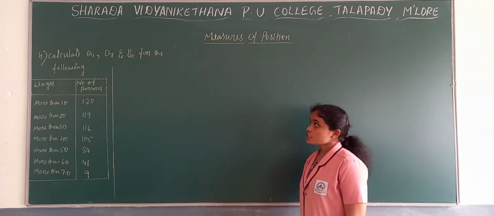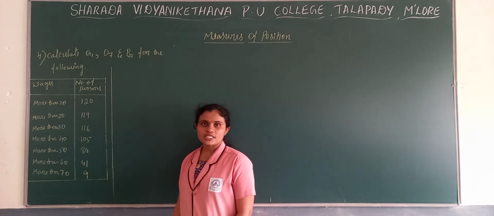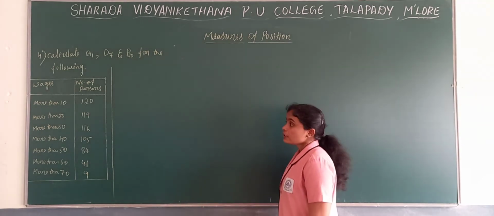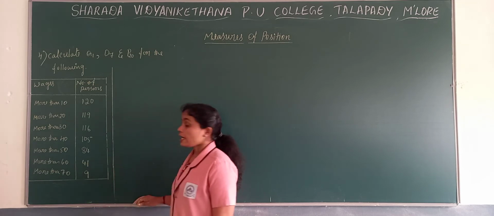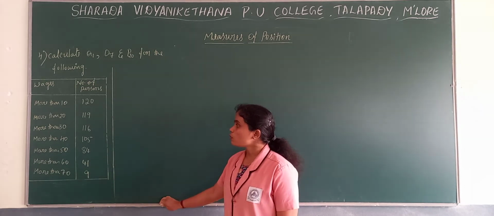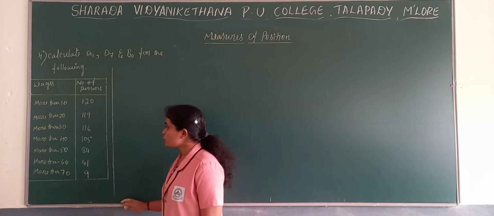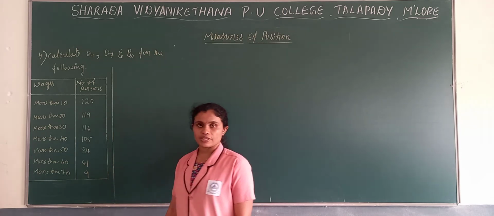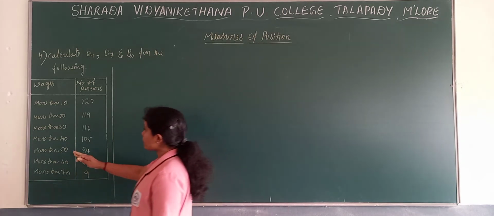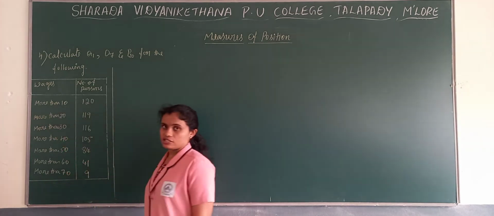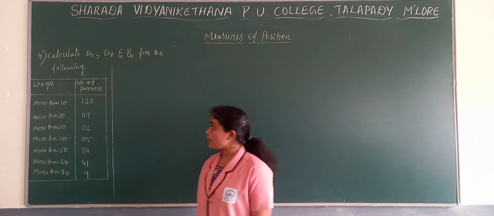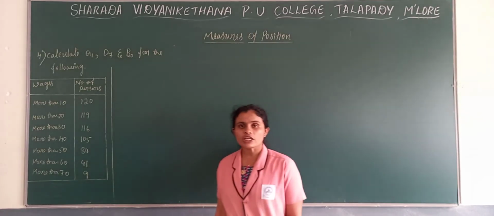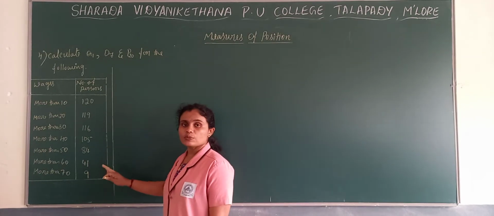That means first quartile, 7th decile and 20th percentile for the following. When you observe the data, wages and number of persons are given, and wages are more than 10, more than 20, more than 30, more than 40, 50, 60 and 70. You can see "more than" throughout the class intervals. So whatever values are given in the place of frequencies, those are more than cumulative frequencies.